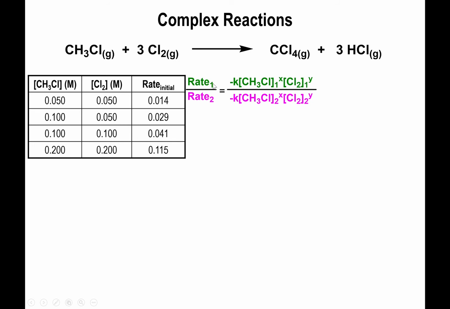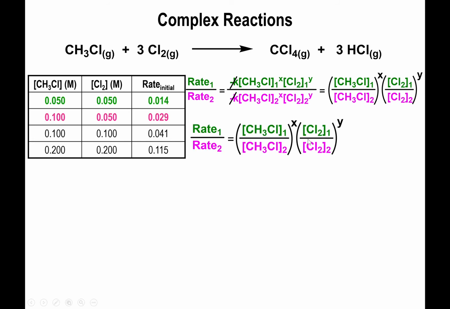And because the rate law is still negative K times the concentration of CH3Cl to the X power times the concentration of Cl2 to the Y power, that will be true for both numerator and denominator. But what's going to differ is that the concentrations are going to change. Now, because the Cl2 concentration is the same in rows 1 and 2, what that means is that not only are the K constants going to cancel out when you divide the two rate laws from each other, but you will also cancel out the value of the chlorine.